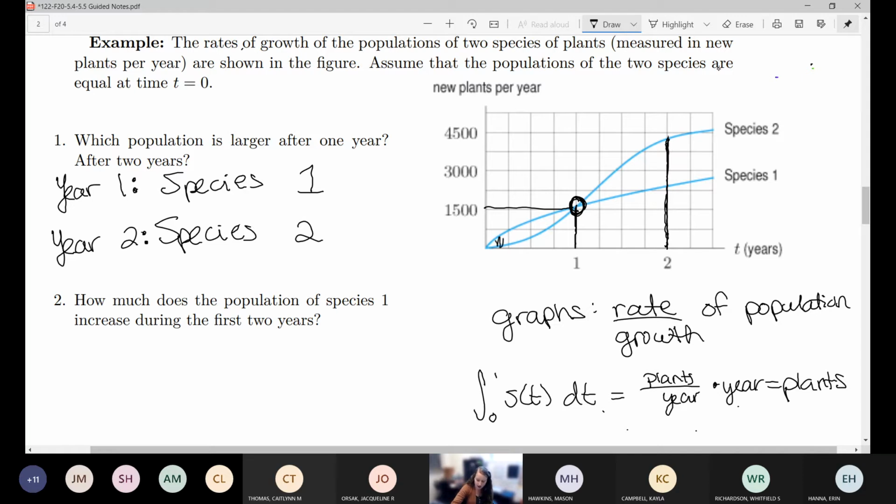So since the area underneath of species 1, which is the one I just shaded, is larger than, let me erase that, the area underneath of species 2, that's why species 1 wins, because technically there's a larger amount of plants in that time. I agree that the rate is equal at time 1, but that doesn't mean that there's the same amount of plants. Does that make sense?